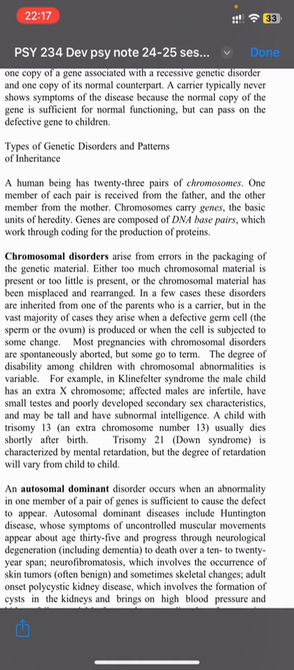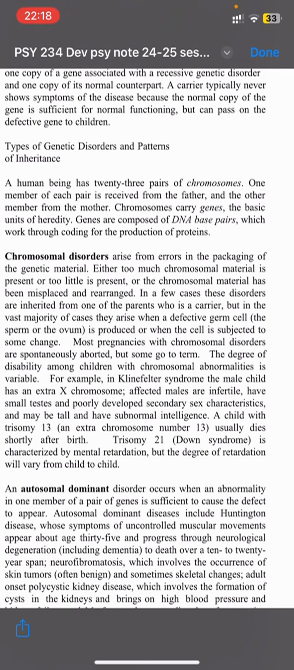Now, chromosomal disorders arise from errors in the packaging of genetic material. This is caused by either too much chromosomal material or too little. The chromosomal material has been misplaced, rearranged or mutated. In a few cases, these disorders are inherited from one of the parents who is a carrier, but in the vast majority of cases, they arise when a defective germ cell is produced or when the cell is subjected to some change.